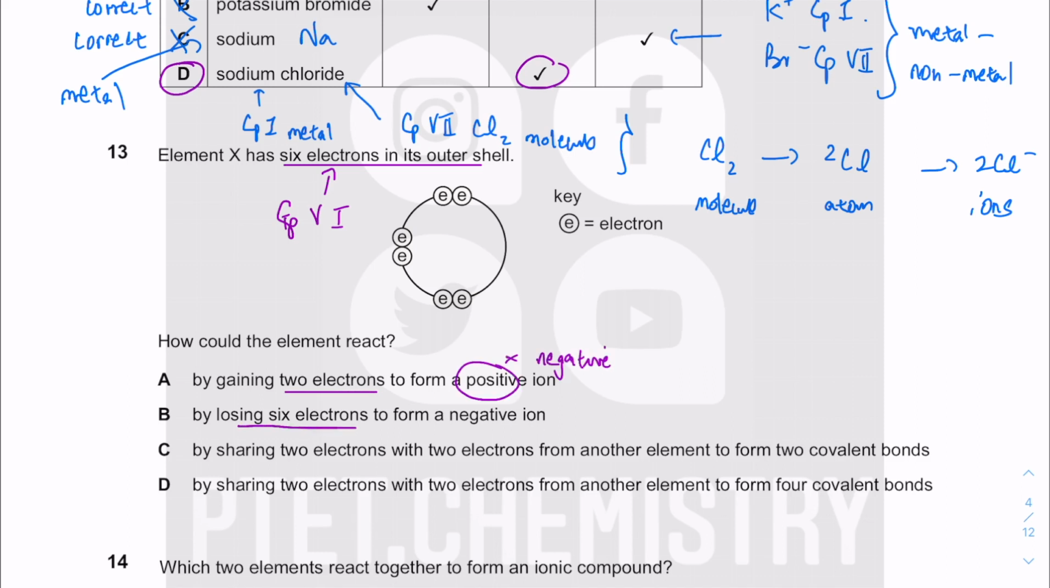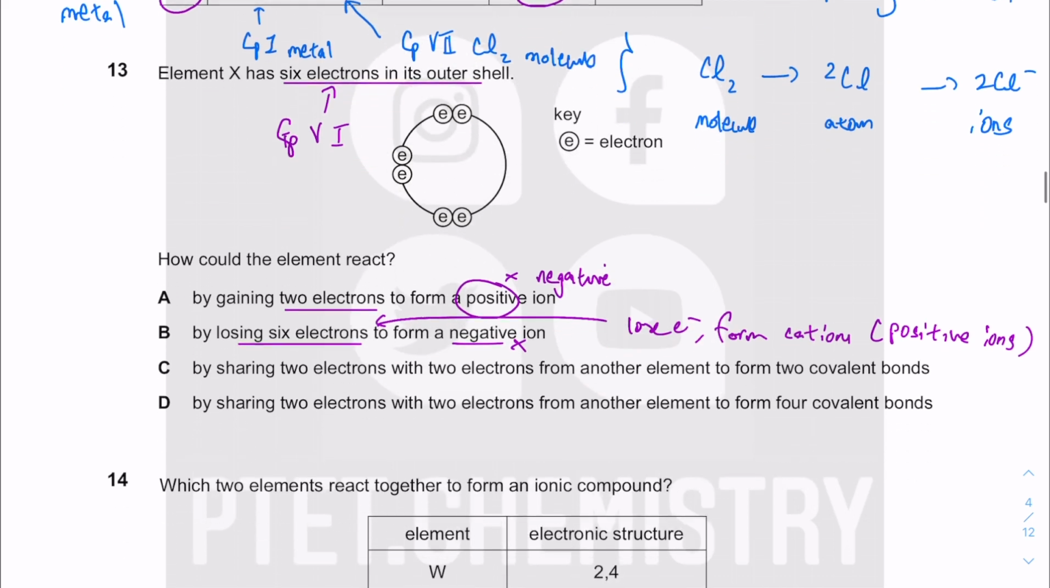So losing 6 electrons, when you lose electrons, then you will form cations. Okay, so that is again not negative. Cations are positive ions. This is stated very clearly in the beginning of ionic bonding, describe the formation of cations and anions, in the syllabus.